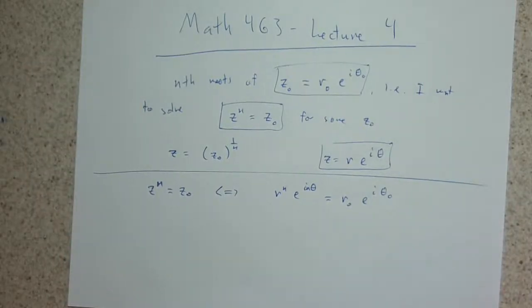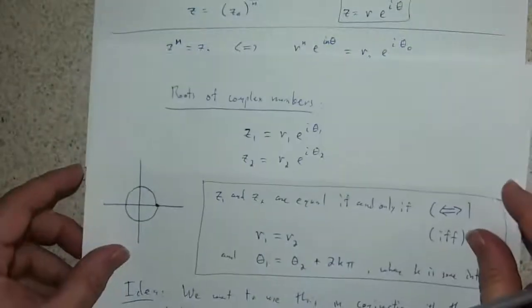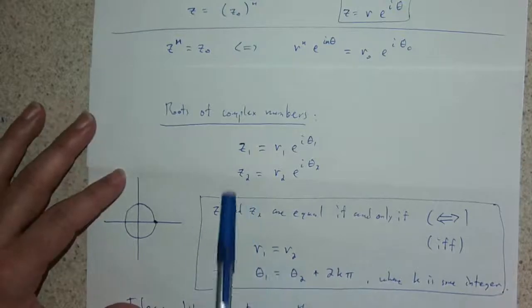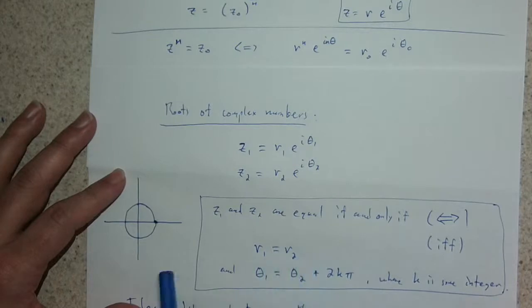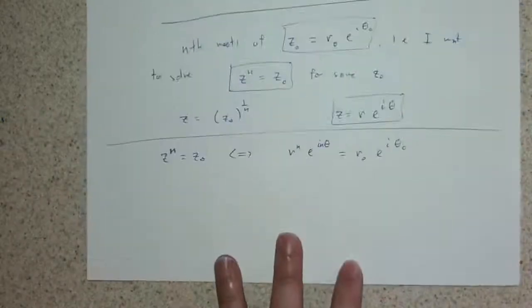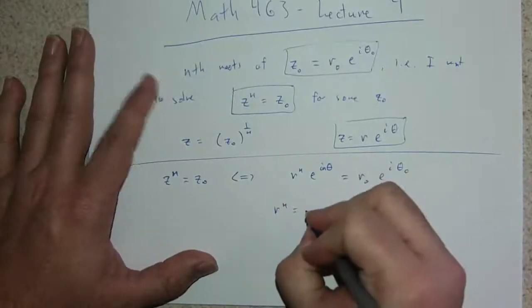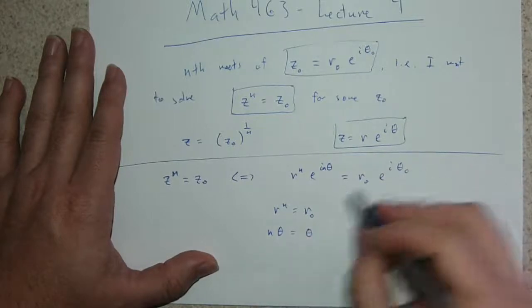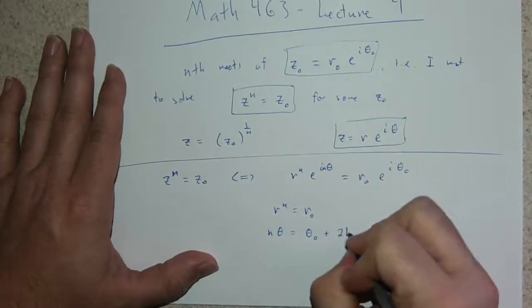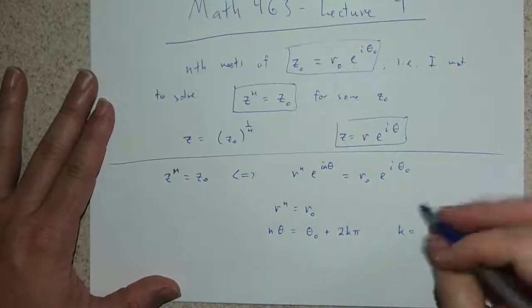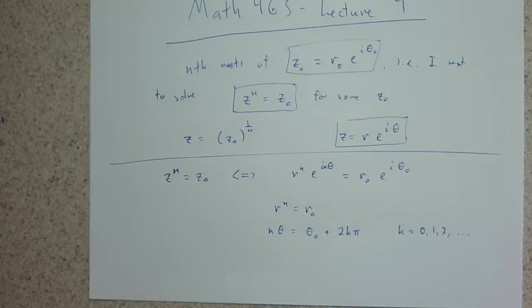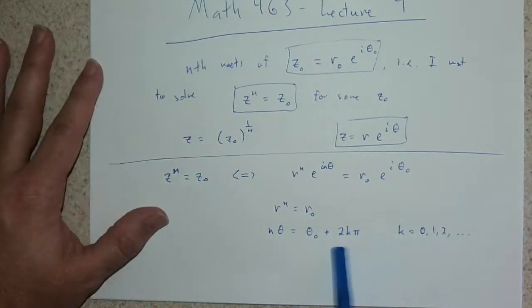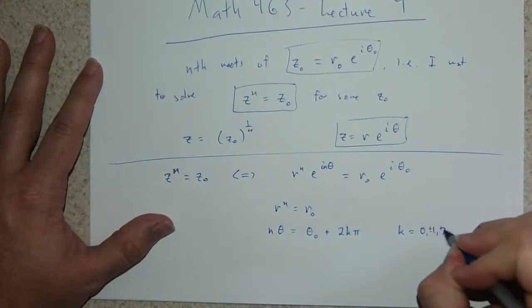So what does this mean? I want to combine this with the boxed fact that I wrote yesterday. The two complex numbers are equal if and only if these r's match up and their thetas differ by an integer multiple of 2 pi. So r to the n must equal r naught, and n times theta must be theta naught plus some integer multiple of 2 pi. So k is 0, 1, 2, and so on. Actually, this is allowed to be any integer multiple, so these can be plus or minus 1, plus or minus 2, and so on.